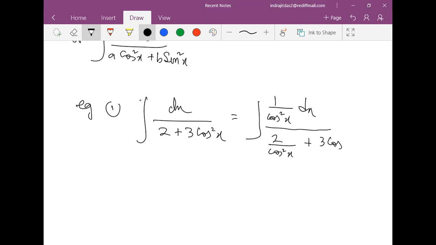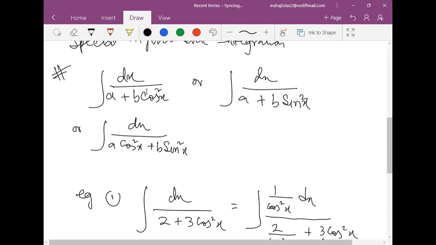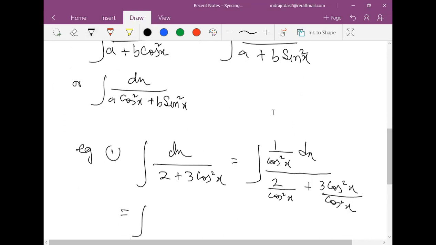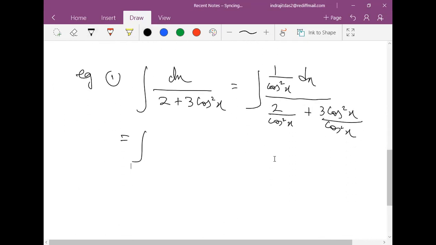If you see the second type also, I am showing, there also you will follow this technique. Whether it is sin square, cos square, or both, what will be your target? To divide numerator and denominator. Whenever the question is of the kind a plus b cos square x, or a plus b sin square x, you will divide by cos square x. What will be the result?